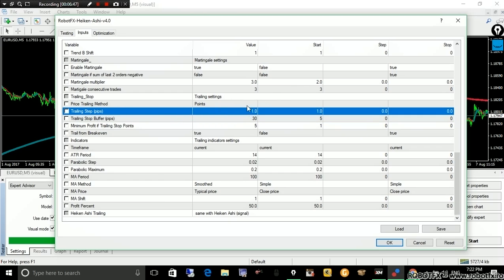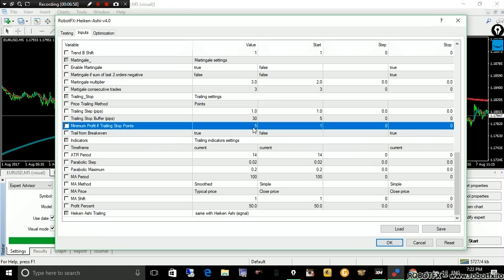Each 1 pip step, if possible, the expert advisor will drag the stop loss if it goes in our profit. And also I have a minimum profit of 5 pips. That means that I will always lock in at least 5 pips per trade. All right, what else is to be said? I'm trailing from break even.